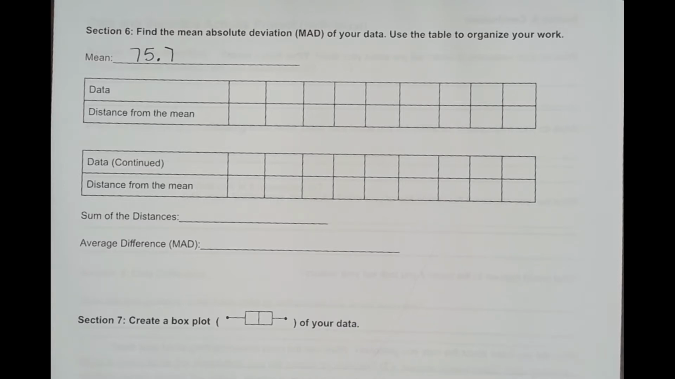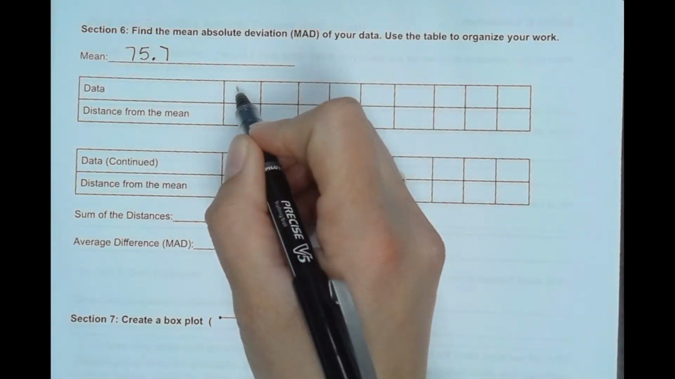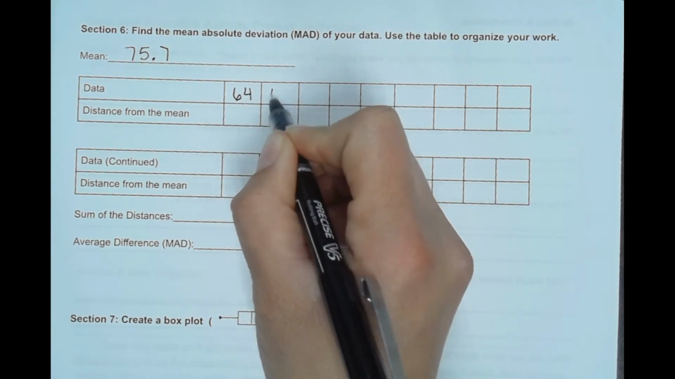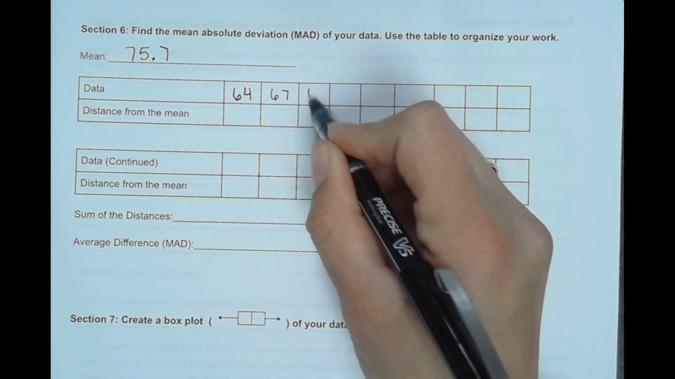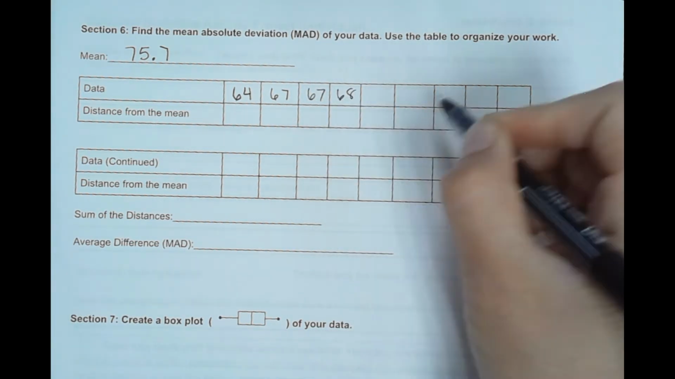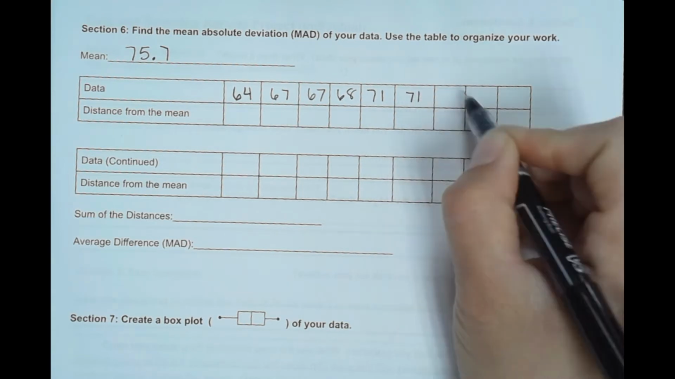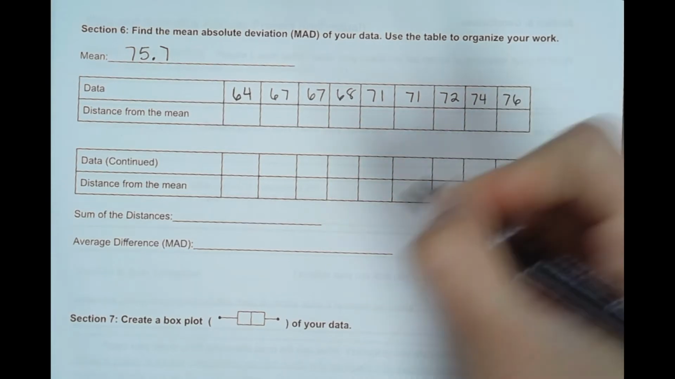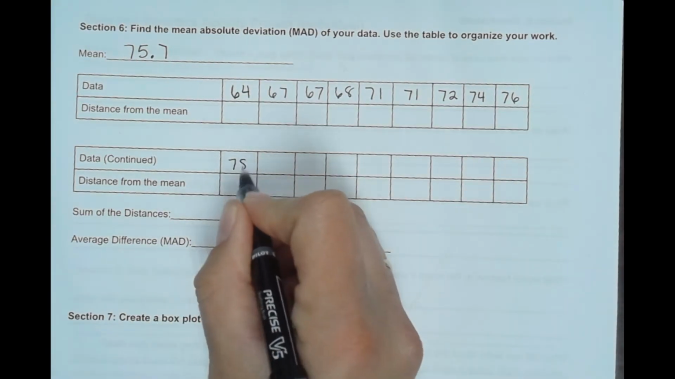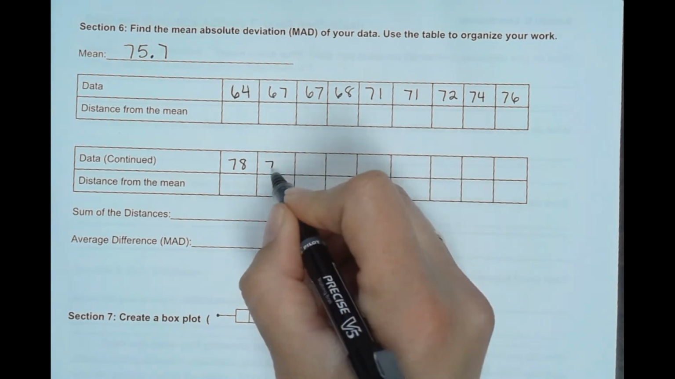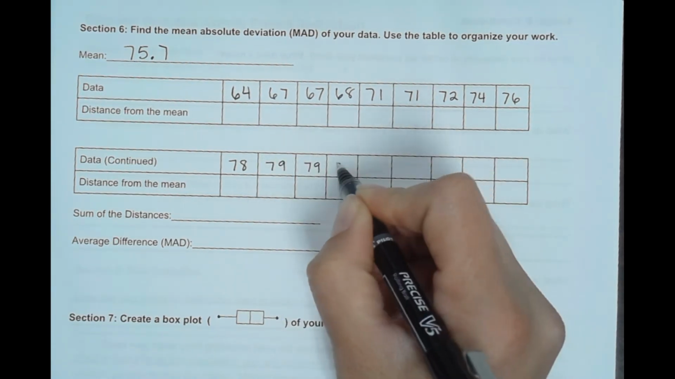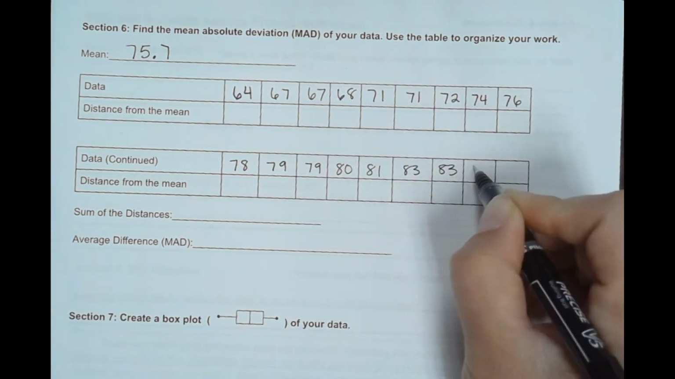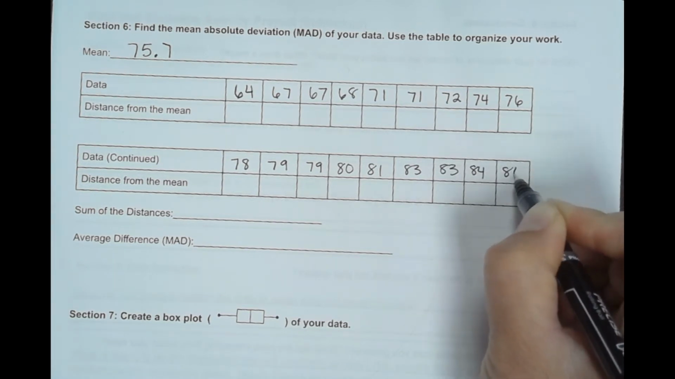So what we have to do is take our data and write it in order from least to greatest, like we've already done. So go ahead and copy that from the last page. So we had 64, 67, 67, 68, 71, 71, 72, 74, 76, 78, 79, 79, 80, 81, 83, 83, 84, and 86.